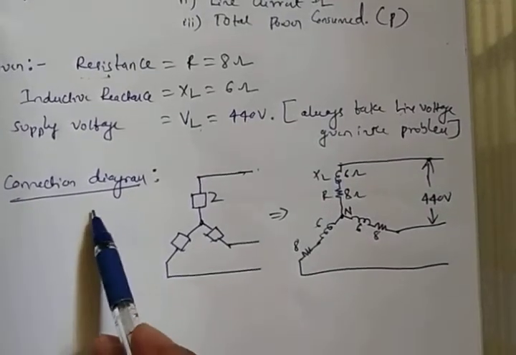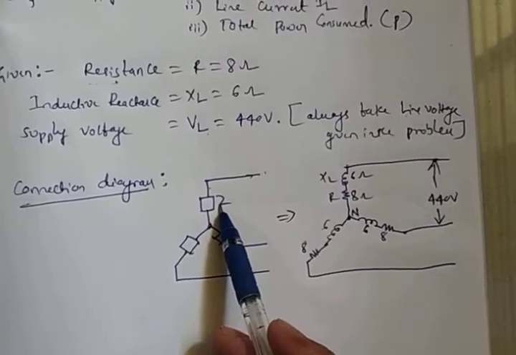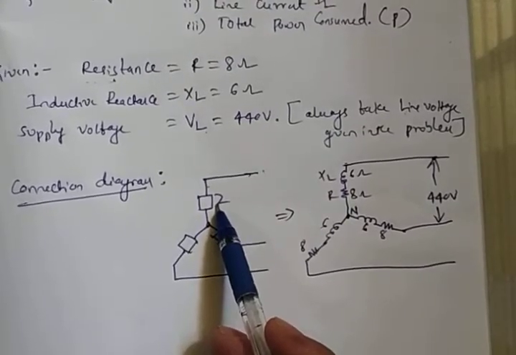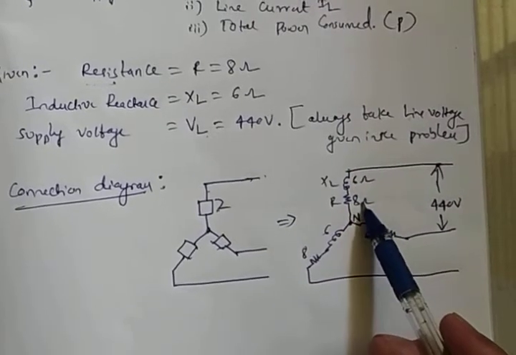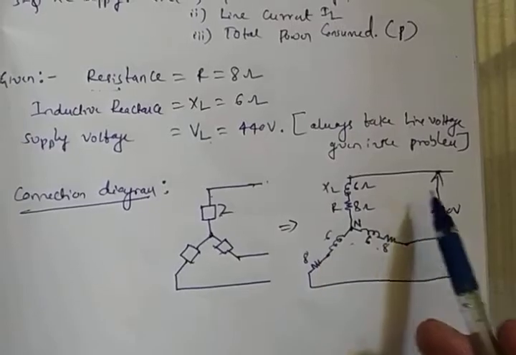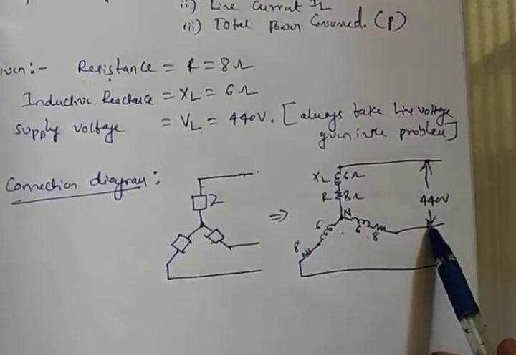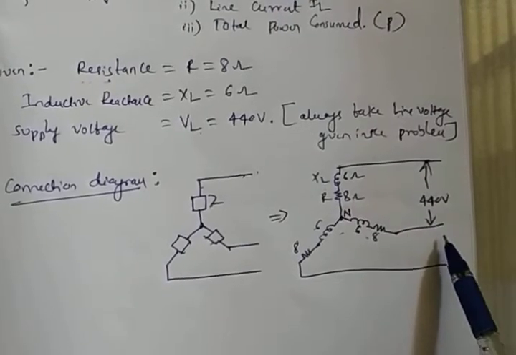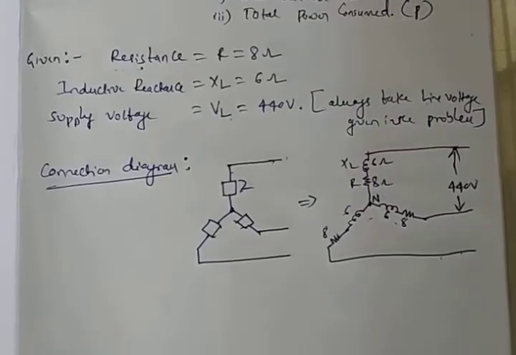Okay, see here, this is the connection diagram. In the star connection, this is the impedance, which is a combination of resistance and inductive reactance. Here you can see 8 ohm, 6 ohm, 8, 6, 8, 6, that is R plus jXL, and the supply voltage is 440 volt between any two lines. Here it is 440, and if you measure here, this is also 440, or first and third also 440.